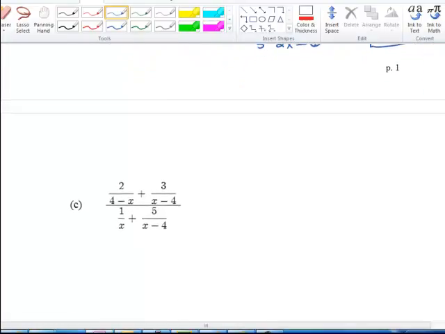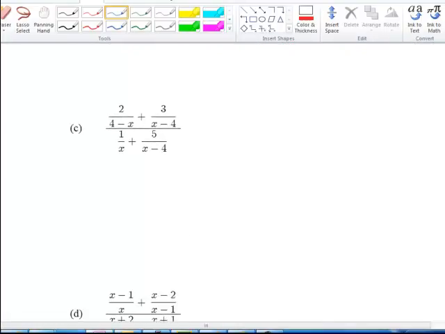Next example. The denominators we have this time are 4 minus x, x minus 4, which notice are just opposites of each other, x and x minus 4. So if we think about those denominators, the LCD would just be x minus 4 and x.